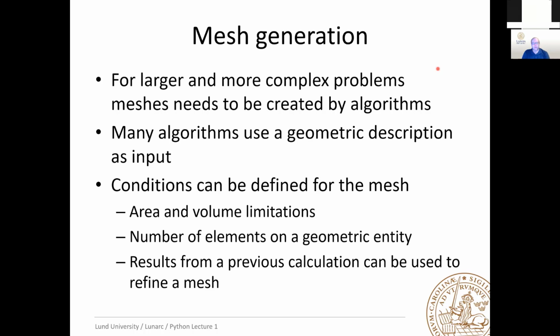And there are many algorithms that use geometric description as input, which we'll be using in this course as well. For those algorithms, you can actually define different constraints or boundary conditions for the mesh. So you can set, for example, that I want to have a maximum area of the elements or maximum volume. You can also set the maximum elements on a specific geometric entity. So say a line, I want to have 100 elements on a certain line, and the mesh generation will create that.